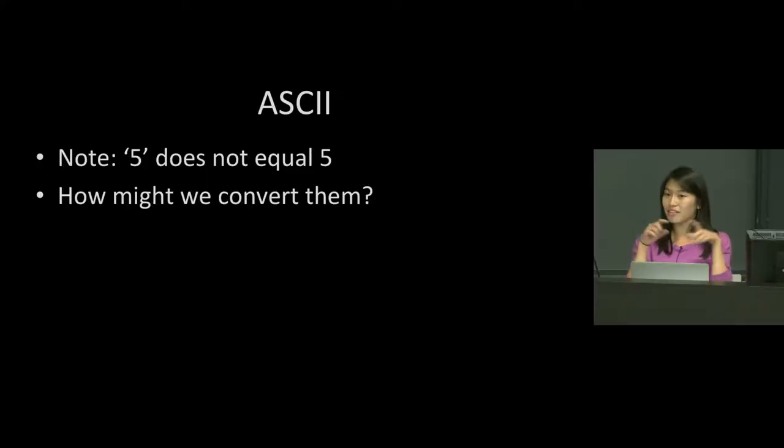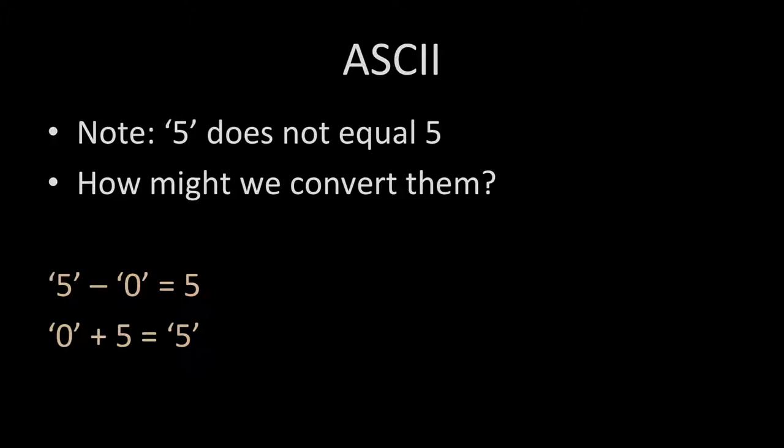So a little pointer for everybody: 5 as a string does not actually equal 5. So how might we convert the string 5 to the integer 5? Any ideas? If we have 5 as a string, we can subtract 0, and that'll give us 5. And similarly, if we have 5 as an integer, add that to the string 0, and that gives us the string 5.